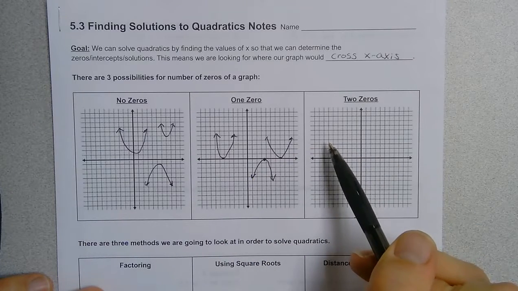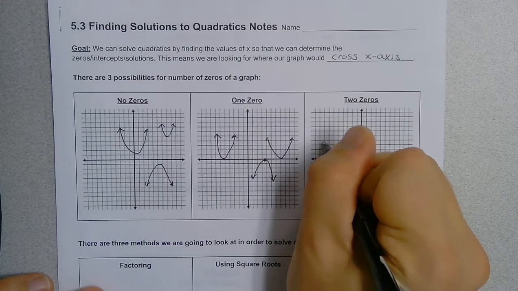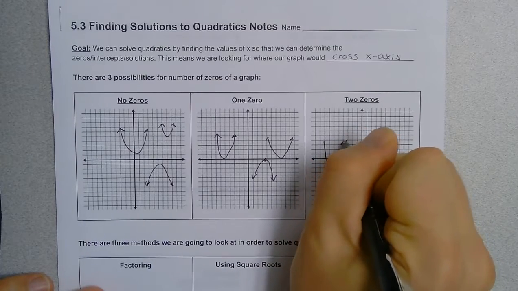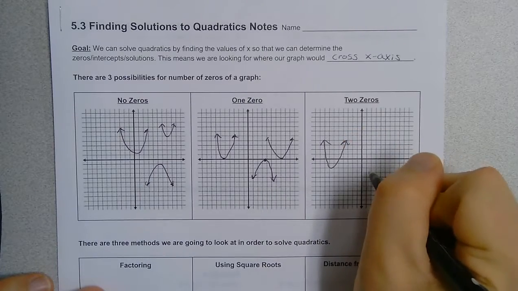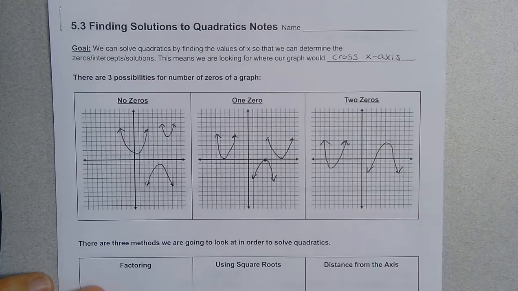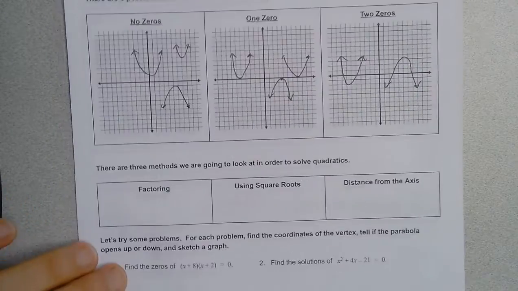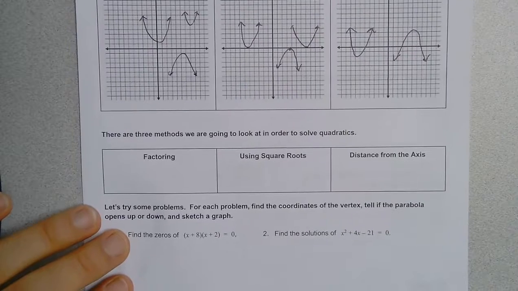And then lastly, we could have where our parabola touches the x-axis twice. So maybe here or like that. And we're going to look for different methods for finding the zeros. So there are 3 methods we're going to look at in order to solve quadratics.